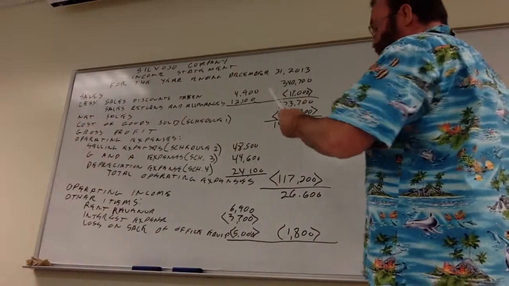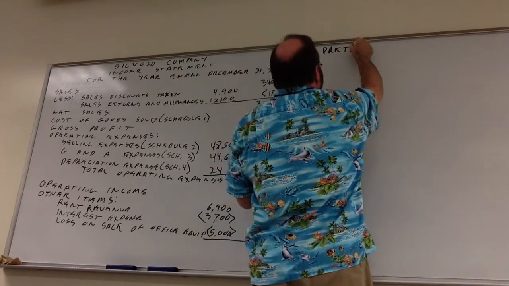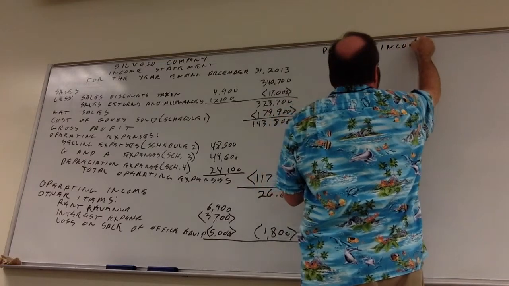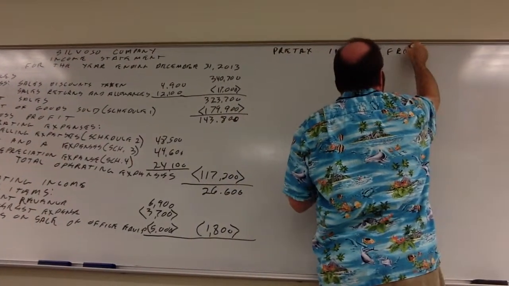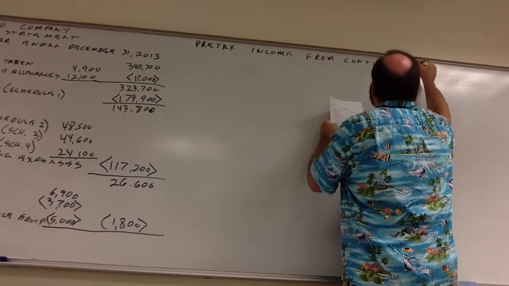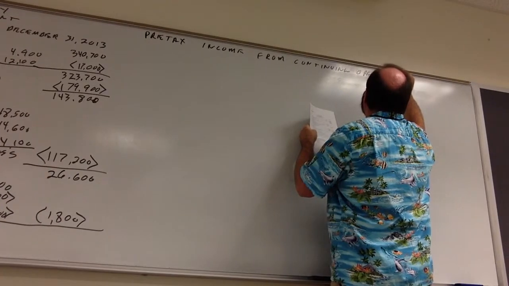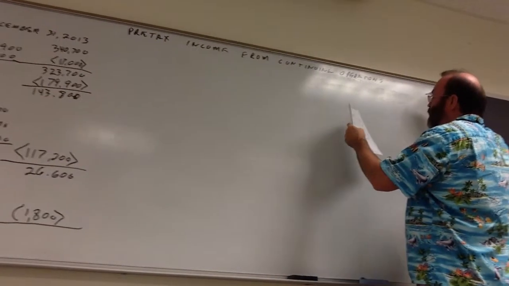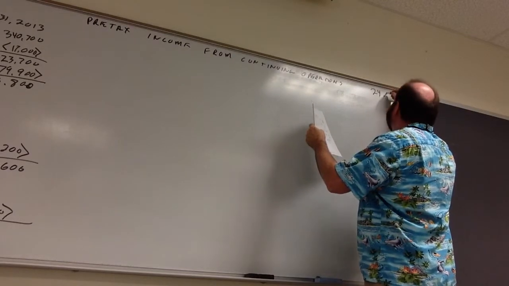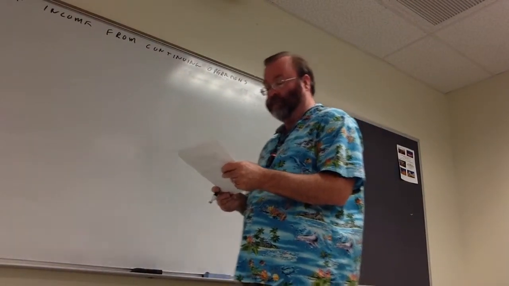So this gives us our next subtotal, which is pre-tax income from continuing operations. $24,800, and that's the 26,600 minus the $1,800 of other items.